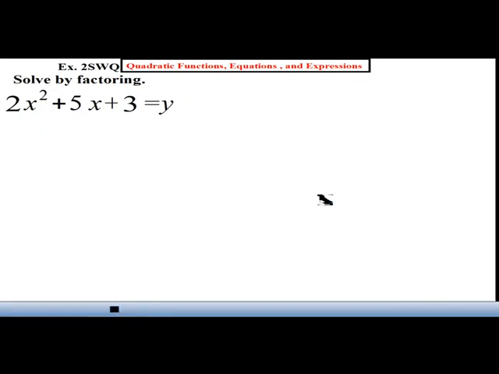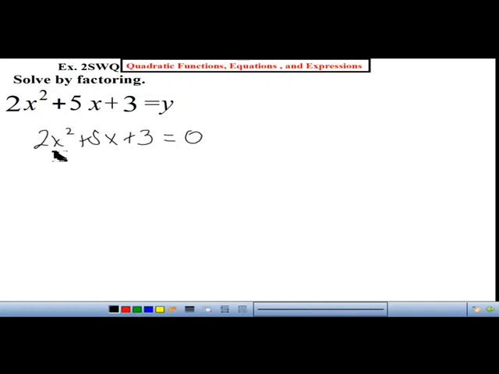All right, here we go. Everyone, first step, we need to change y to what? 0. That is correct. And we're left with 2x squared plus 5x plus 3. All right, next, we need to factor this. How do we factor this? Well, it's in standard form. Is there a GCF other than 1? No. So what do we use to factor that?